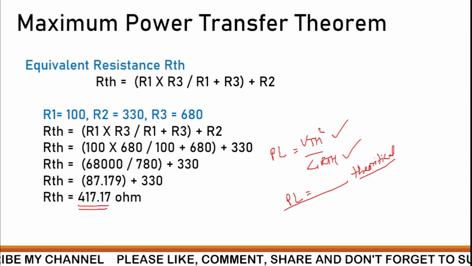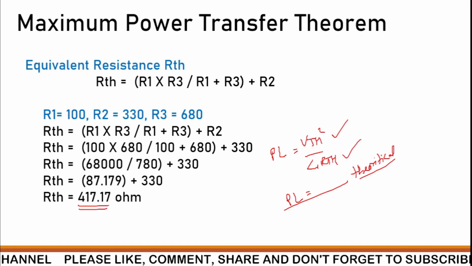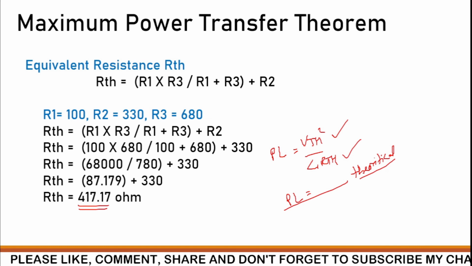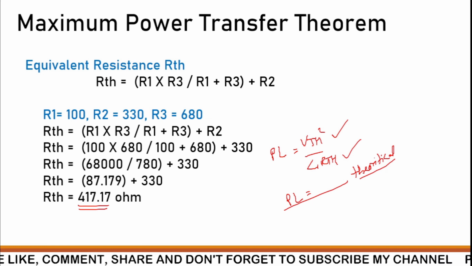Maximum power is delivered from source to load when the load resistance is equal to the internal resistance, or we can say the Thevenin resistance of the circuit. So this is the way the practical is done.